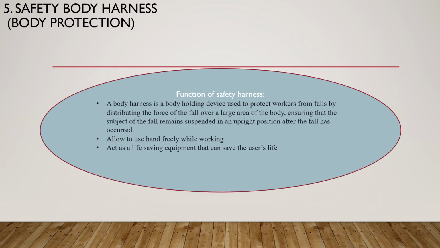Okay. For the fifth one is safety body harness. Okay, the function of the safety body harness is to hold body and protect workers from falling by distributing the force of the fall over a large area of the body. It will ensure that the subject that will fall remains suspended in an upright position after the fall has occurred. Okay, basically it helps the user to prevent incidents such as falling from a high place during working.